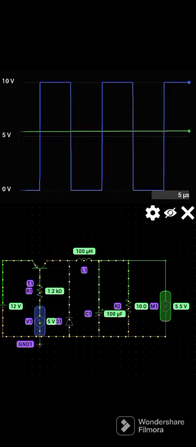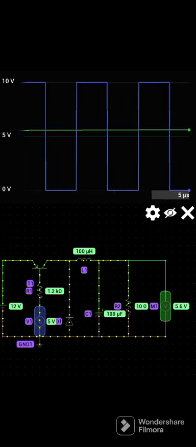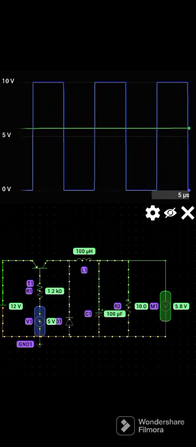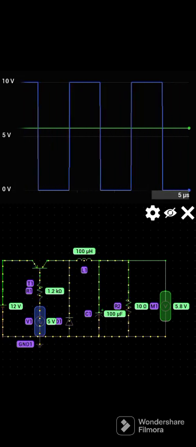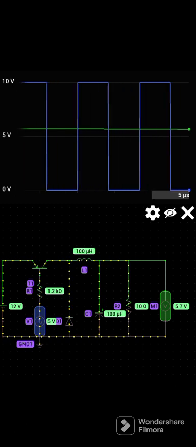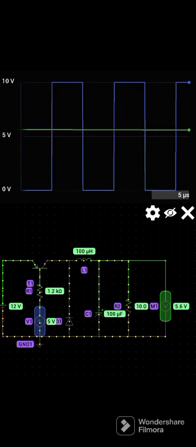Today we are going to talk about the buck converter. In our last class we were talking about the boost converter, and in this class I'm going to tell you everything you need to know about the buck converter and why it is different from the boost converter.